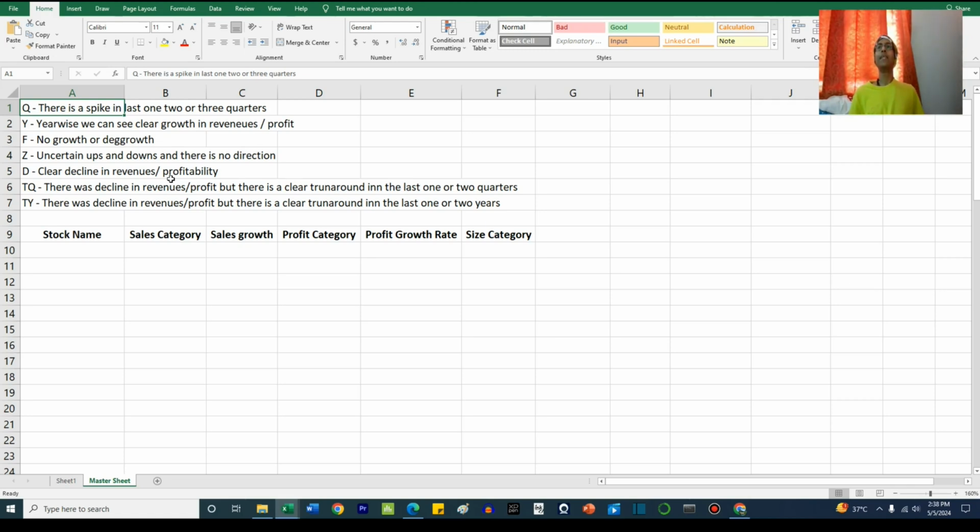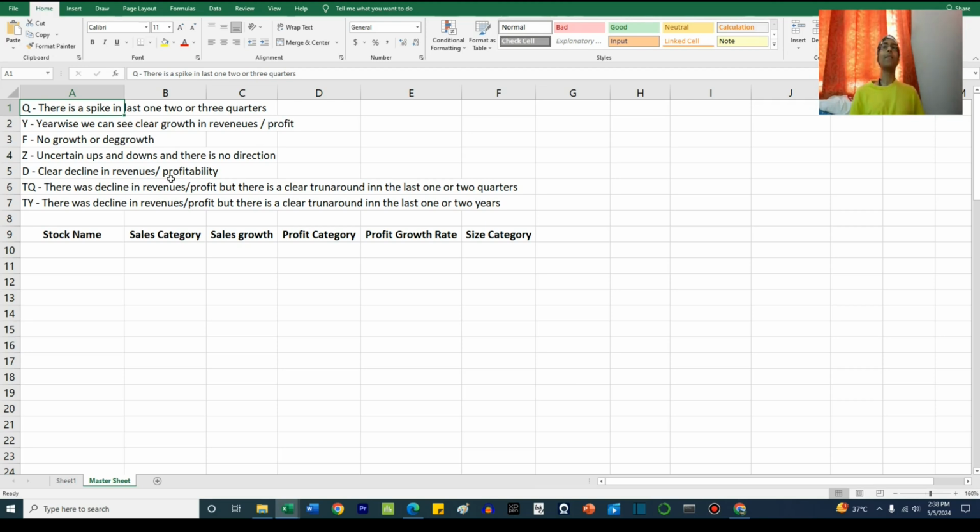Y means year-wise you can see clear growth in revenues and profit. F means no growth or degrowth. It's mostly a flattish kind of pattern across the 10 years. Then there are uncertain ups and downs or cyclicality, where you cannot figure out which direction it is going. That is another category, called the Z category or the volatile category. Decline means clear decline in revenues and profitability.